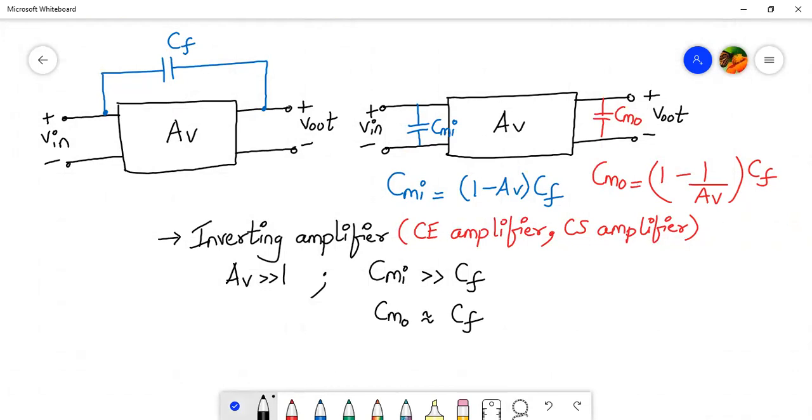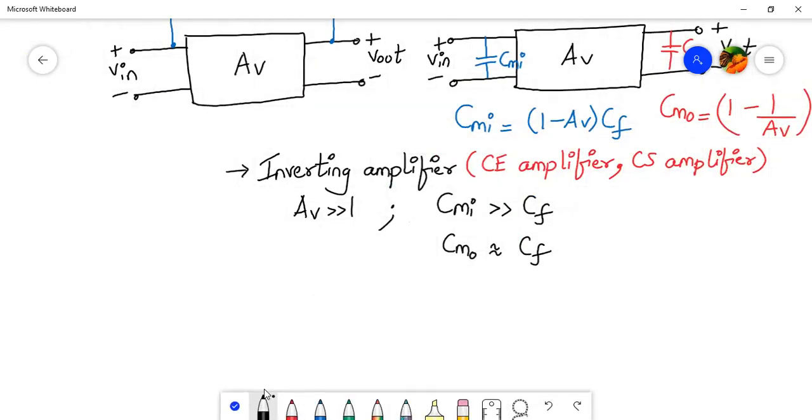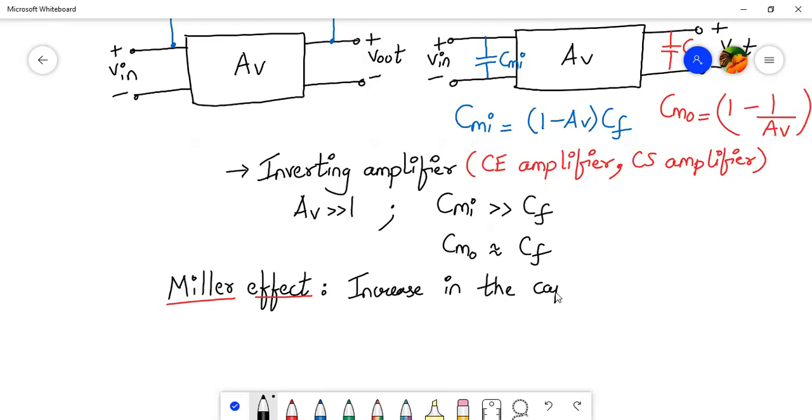So what's the Miller effect? The input Miller capacitance increases over here due to the Miller effect. Therefore, let me write a statement over here. What does the Miller effect tell you? The increase in the capacitance at the input, which is CMI, is called the Miller effect.